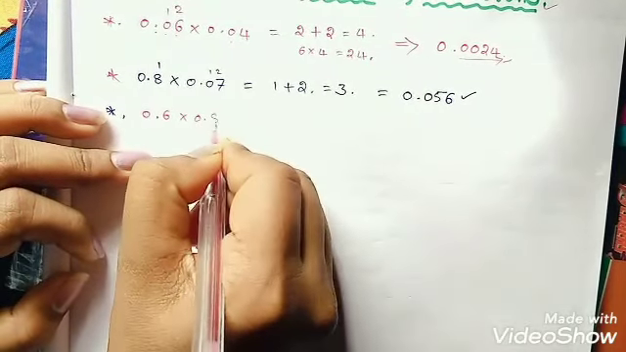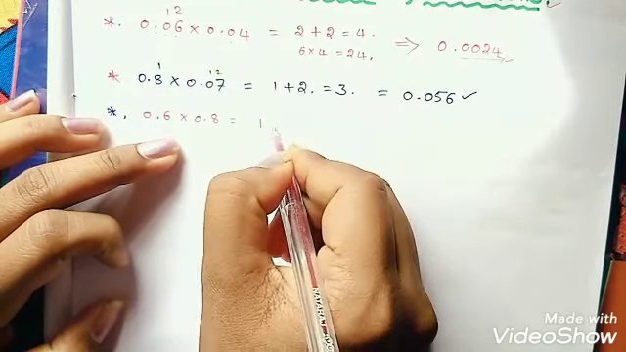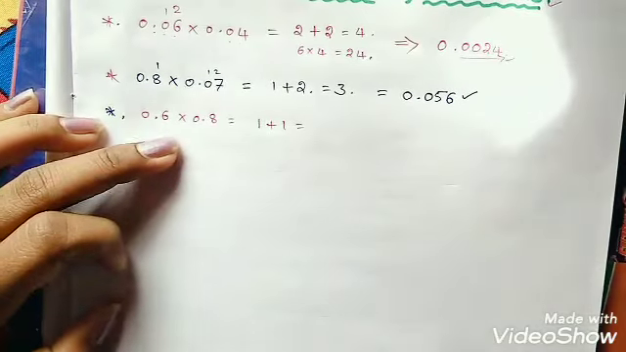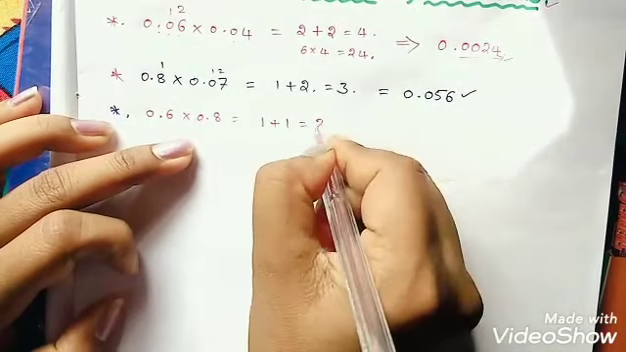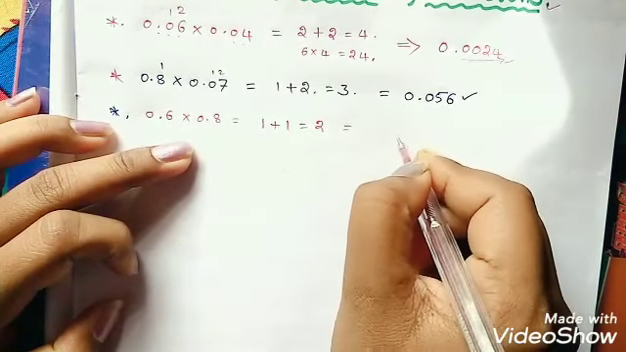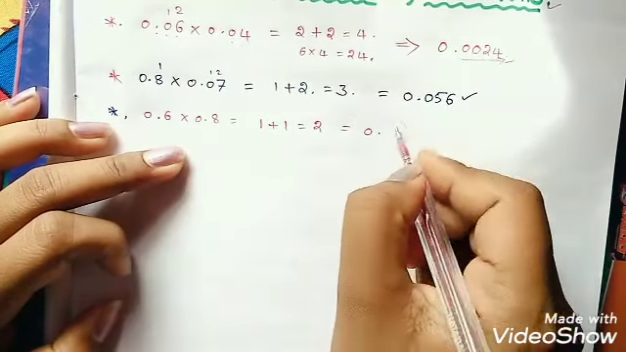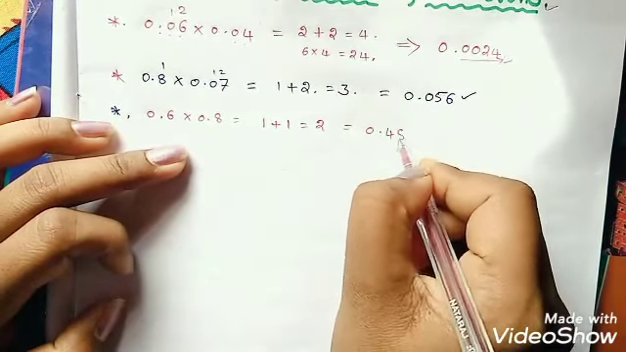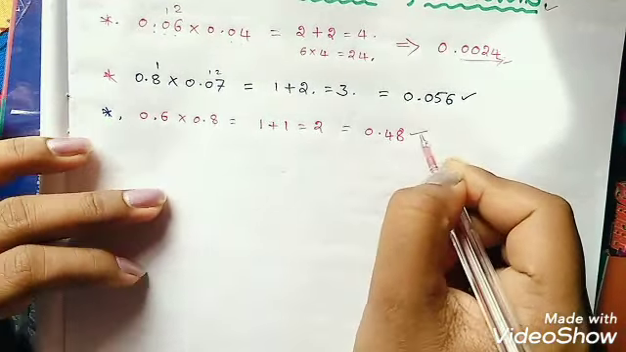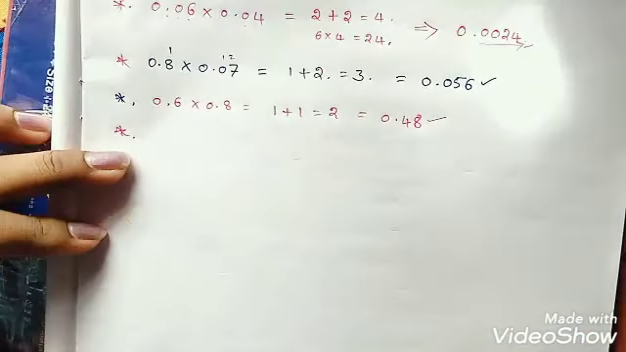0.6 into 0.8. If you see this example, after the decimal there is only one place, so 1 plus 1. Here also after the decimal only 1, so 2. In the answer you should get 2 places after the decimal. That means 6 into 8 is 48. Directly you write 48 here, that means 0.48. This is the answer. Next let us see the next example.